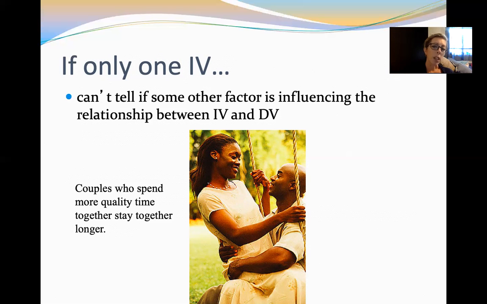So if we only have one, and there's any kind of a curvilinear effect here, maybe folks who spend no quality time together don't stay together long, but people who spend tons and tons also don't. Maybe there's something in there. Maybe there's other factors that relate. There's lots of other things that people have looked at to predict whether relationships, particularly romantic relationships, are going to be successful and long term or not. So, looking at quality time and all those other variables and how they relate to each other, if we're only looking at one independent variable, amount of quality time spent, then we're missing all of those other things.